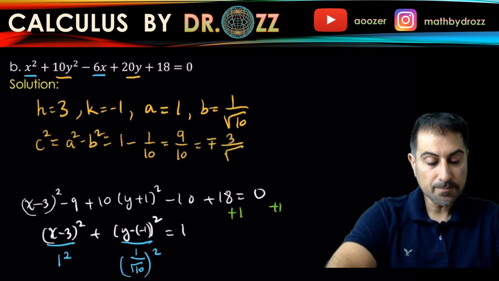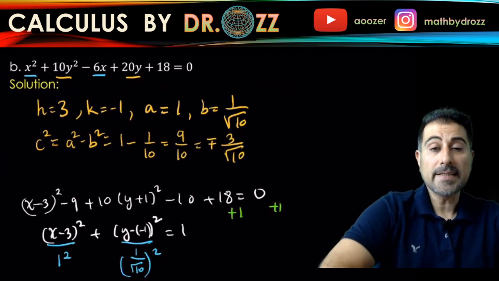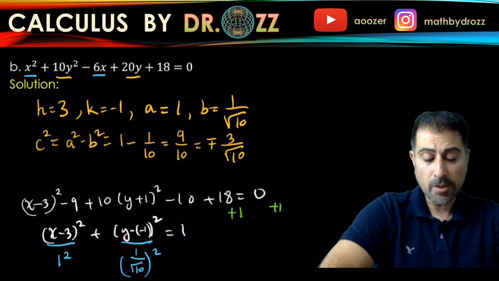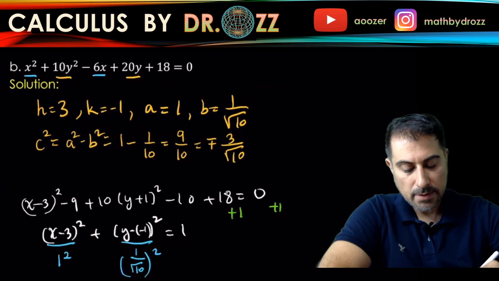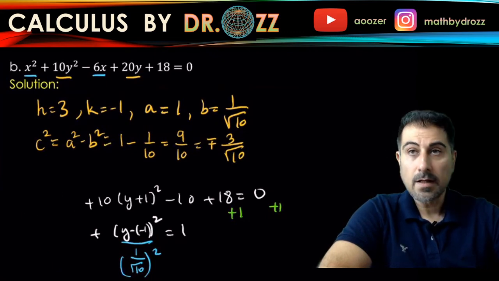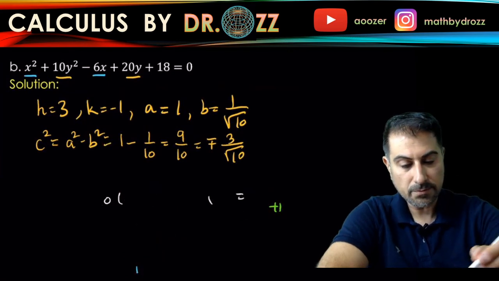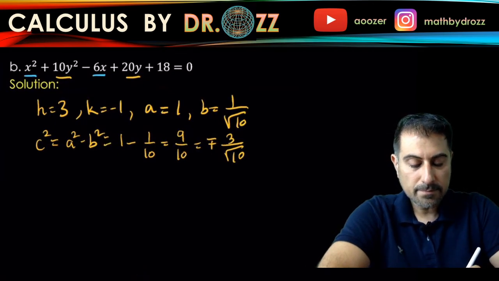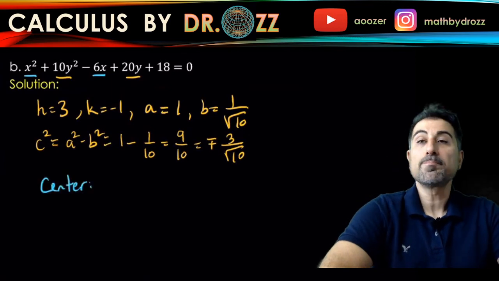Okay, that's good. We have a, b, c, h, and k, and now we need the eccentricity, as well as the location of the foci and the vertices. Let's clean this up. Which one do I want to get first? Obviously, the center. The center is the easy one. Without having the center, you can't really proceed. So the center is h and k, right? So 3 and negative 1.